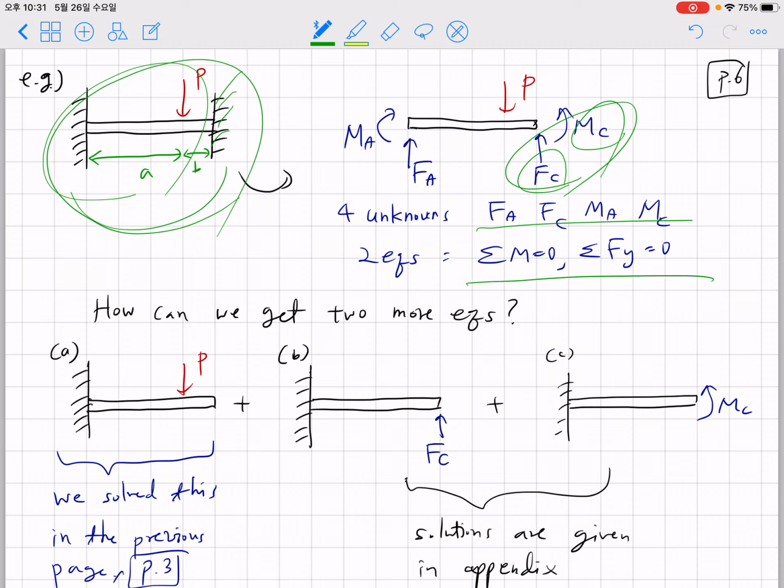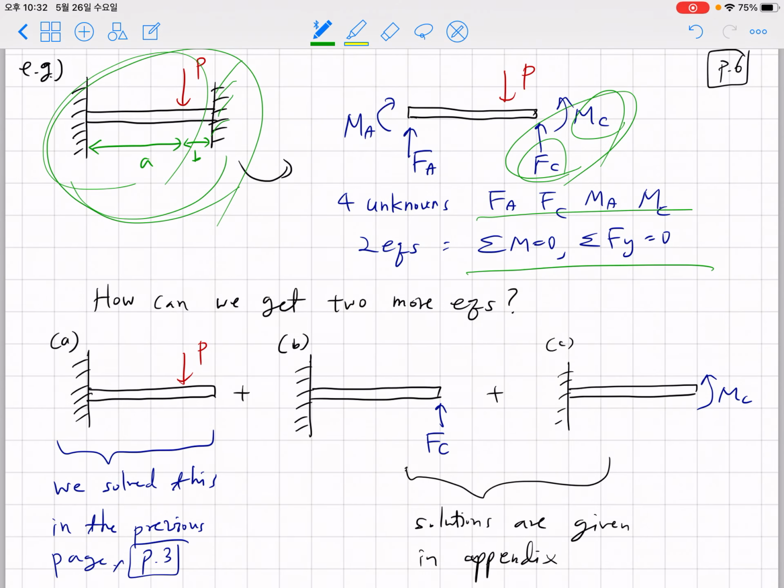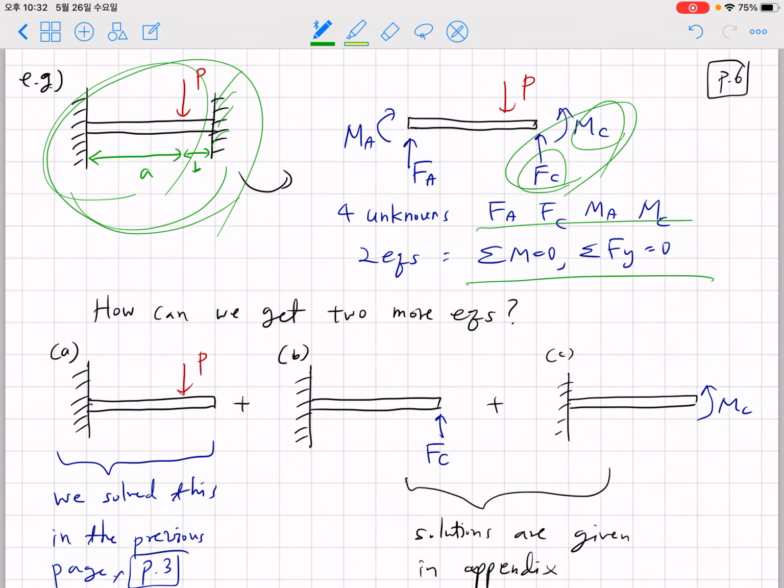However, we can have only 2 equations from mechanical equilibrium, so we have to find a lot of boundary conditions. However, let's try to use the superposition method and try to design a solution for how to solve this problem. So here we can decompose the problem into many small problems. So instead of replacing the left wall with unknown MA and FA, let's keep the left wall, and decompose the problem into 3.